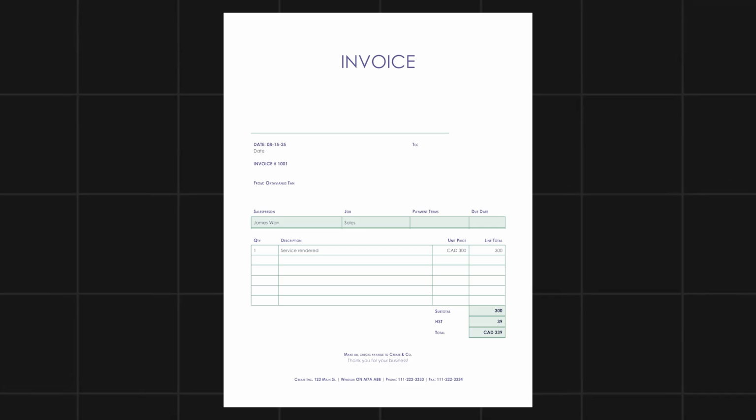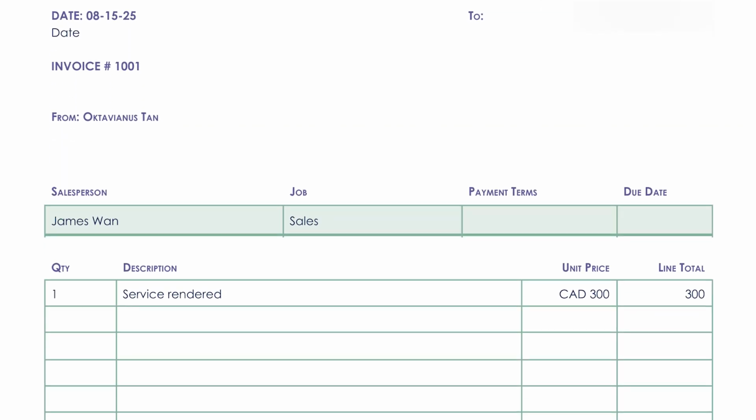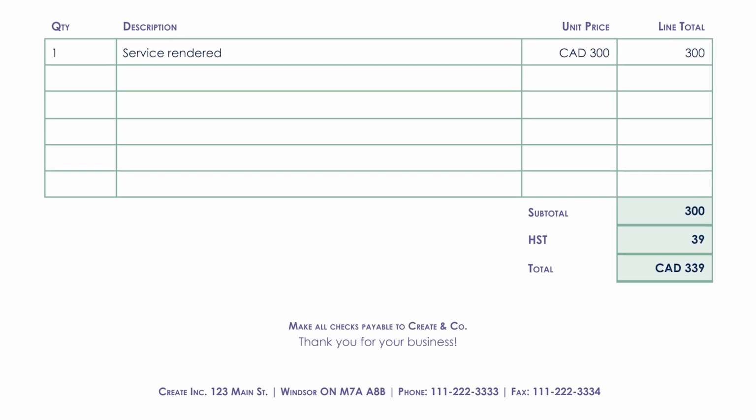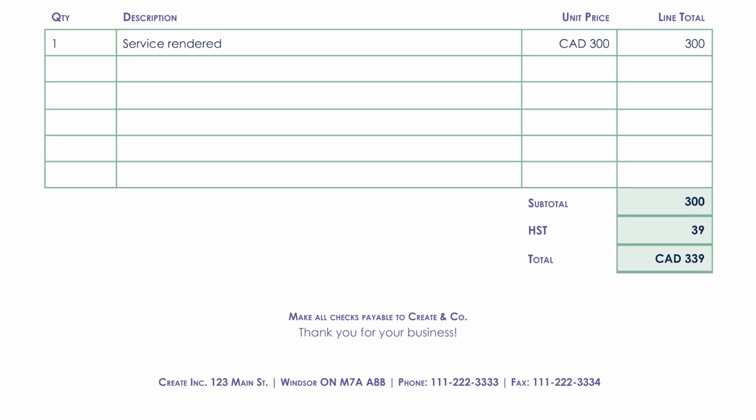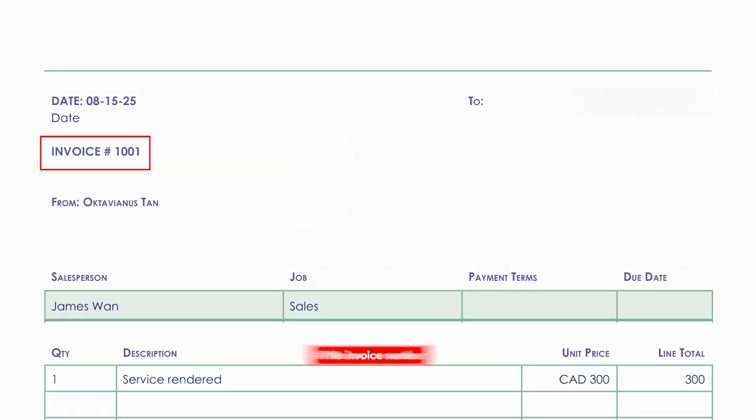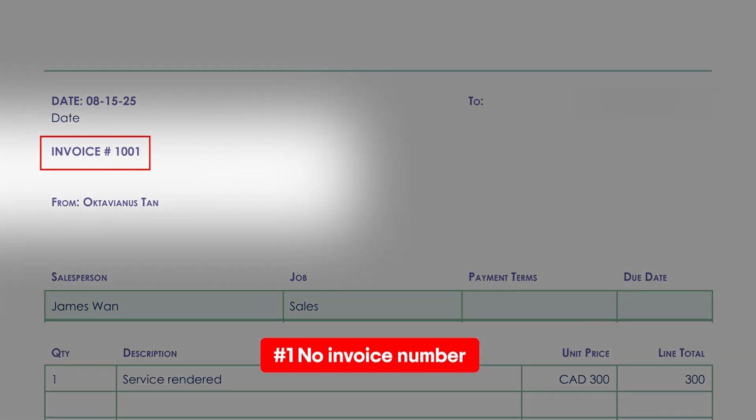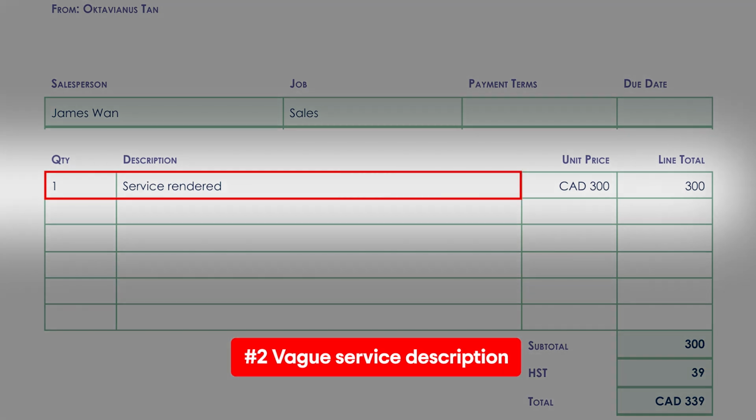Here's a sample invoice. You can see every field we talked about filled in clearly. The mistakes people make come in specific spots. First, no invoice number. I already mentioned this, but it comes up constantly. Without sequential numbering, your records get messy and it looks unprofessional to clients. Second, vague service description. If your invoice just says service rendered, that is not helpful to your client, it is not helpful to you, and it is definitely not helpful to CRA if they ever want to understand your income.